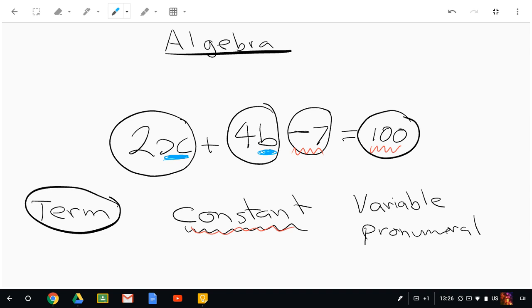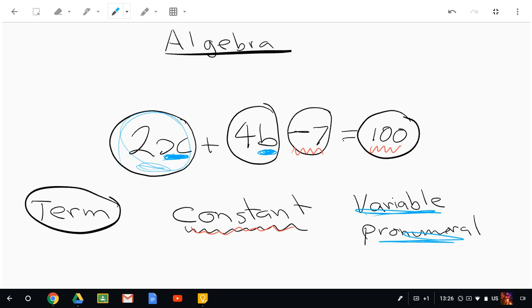So in this case here with this x, if I made x equal to 1, this would be 2 times 1, so this would be worth 2. But in a different case, when x might be 15, this term here would be worth 30 because 2 times 15 is 30. So there are 3 things that you need to know the difference between: what a term is, what a constant is, and what a variable or a pronumeral is.